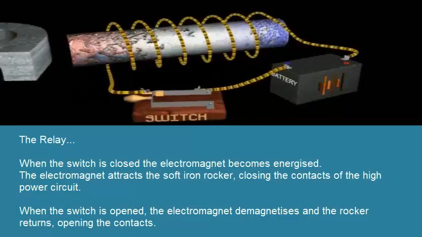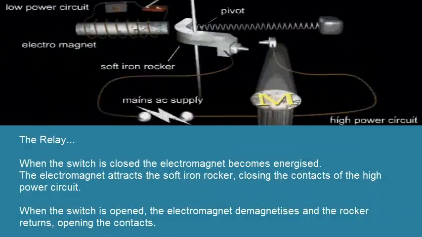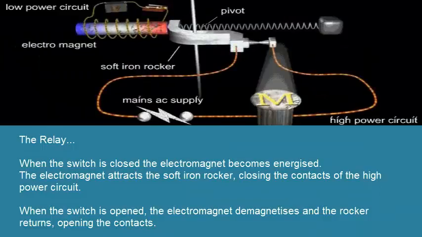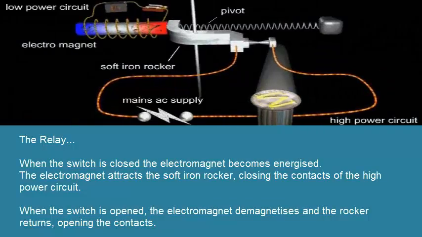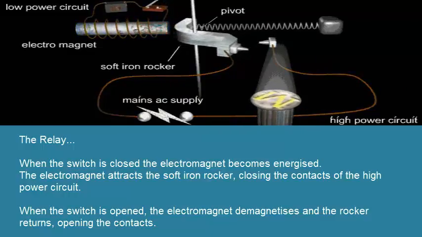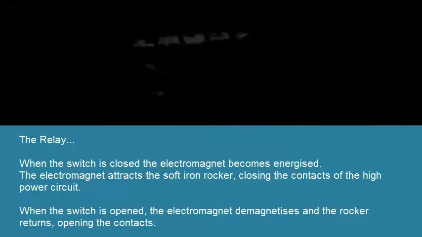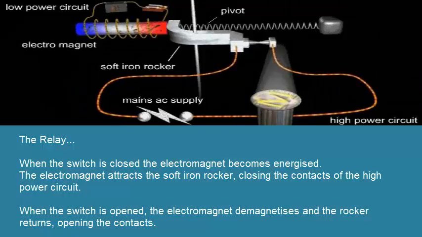When the switch is closed, the electromagnet becomes energized. The electromagnet attracts a soft iron rocker, closing the contacts of the high-power circuit. When the switch is opened, the electromagnet demagnetizes and the rocker returns, opening the contacts.